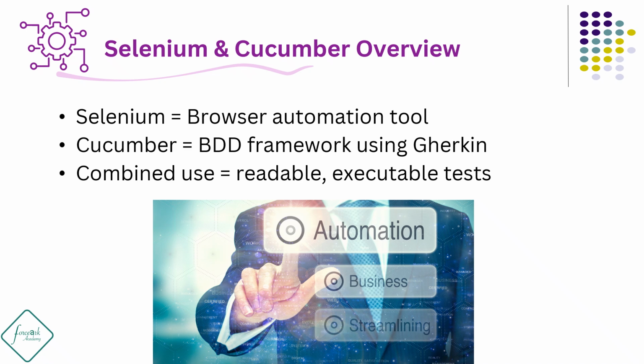When we combine Selenium and Cucumber, we get the best of both worlds. First is readable, so non-technical people can read and validate test cases. Second is executable. Each line in the feature file maps to backend code that performs browser actions using Selenium. So this separation also improves maintenance and collaboration.